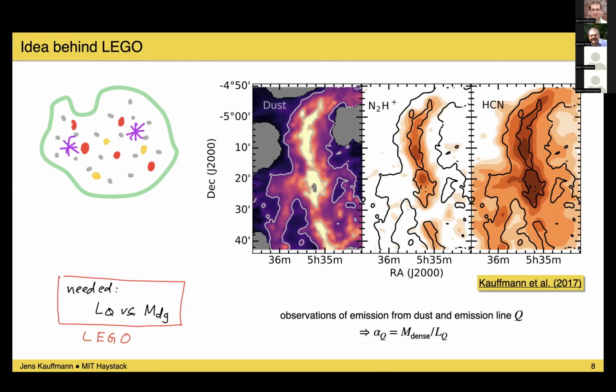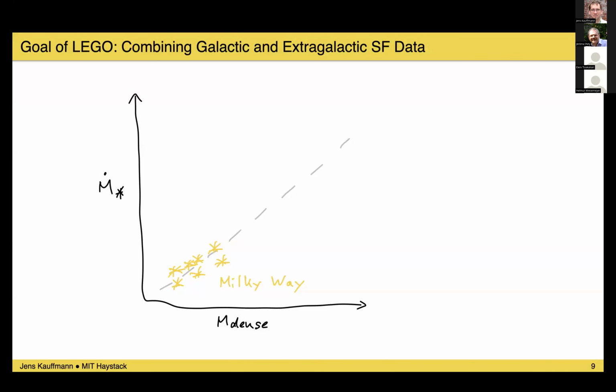On the left, we have a map of dust emission. From that, we can learn the mass of dense gas. And then we have emission line maps like N2H+ and HCN, from which we can get the line luminosities. And what we finally want to have is this proportionality constant, alpha, which relates the mass of dense gas to some particular line luminosity. And then in the end, we want to put this all together. As I said, we essentially want to have the relationship between the mass of dense gas and the star formation rate.